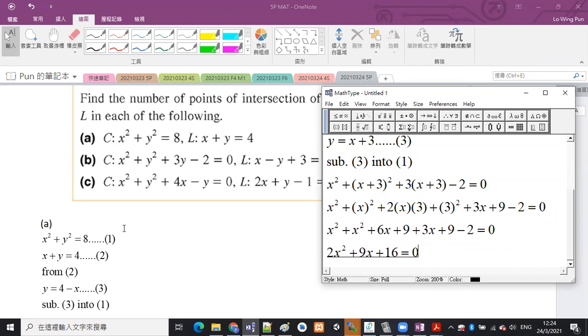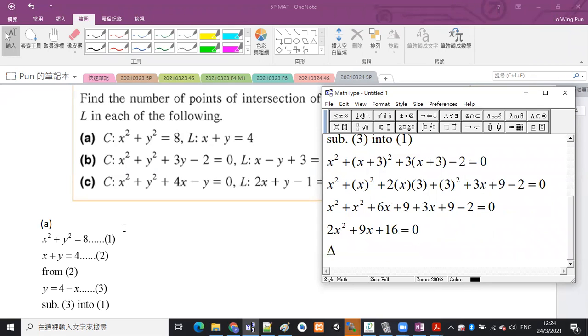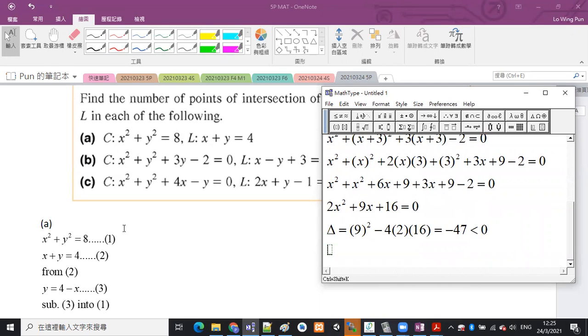Delta is b squared minus 4ac. In this case, the b is 9. So it's 9 squared minus 4 times 2 times 16. And it should be equal to what? This is negative 47. Which is less than 0. Therefore, there is no solution.